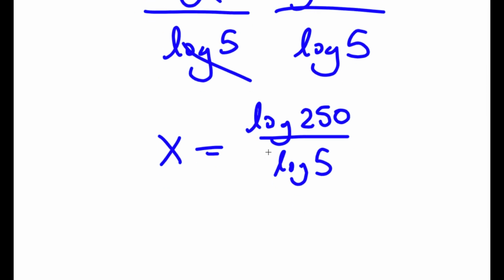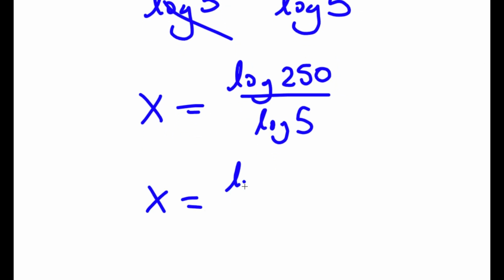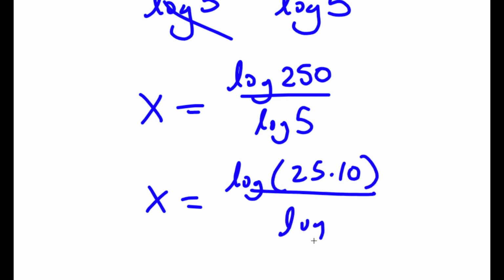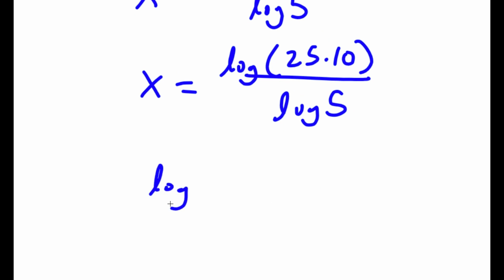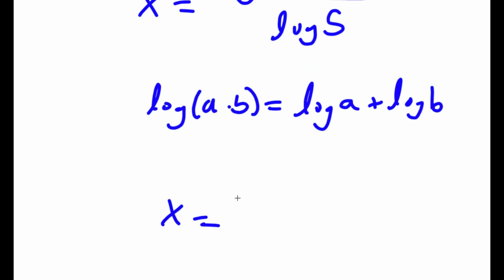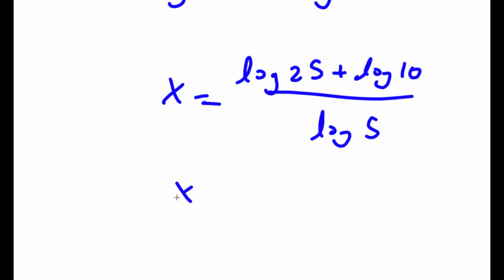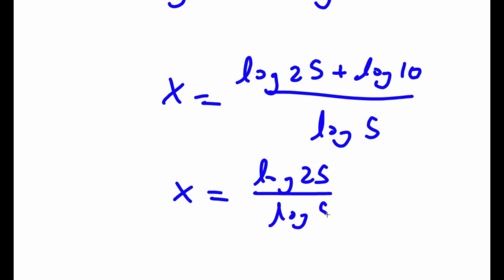Now, log of 250, I can rewrite that as log of 25 times 10. And if I have something in the form log a times b, this is going to equal log a plus log b. So log 25 times 10, that's going to equal log 25 plus log 10 over log 5. And this is equal to log 25 over log 5 plus log 10 over log 5.